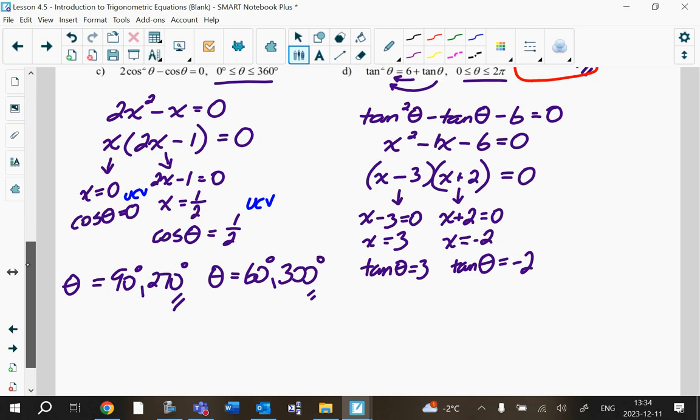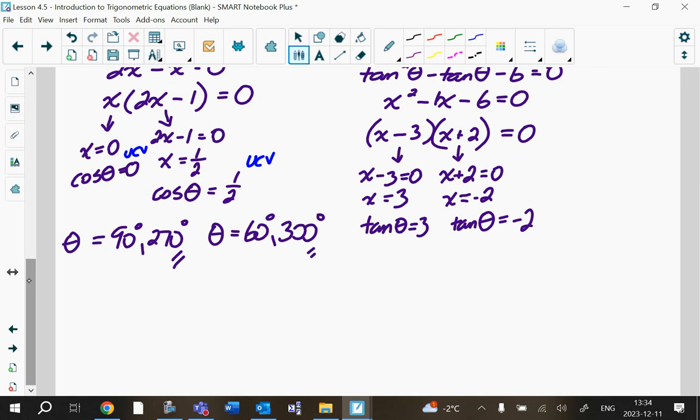So for each one, I got to do the quadrants, calculator for the reference angle, calculator for the actual angles. So the first one, tan is positive in quadrants 1 and 3, which means we could just do them both at the same time. It means they must be negative in quadrants 2 and 4 over here.